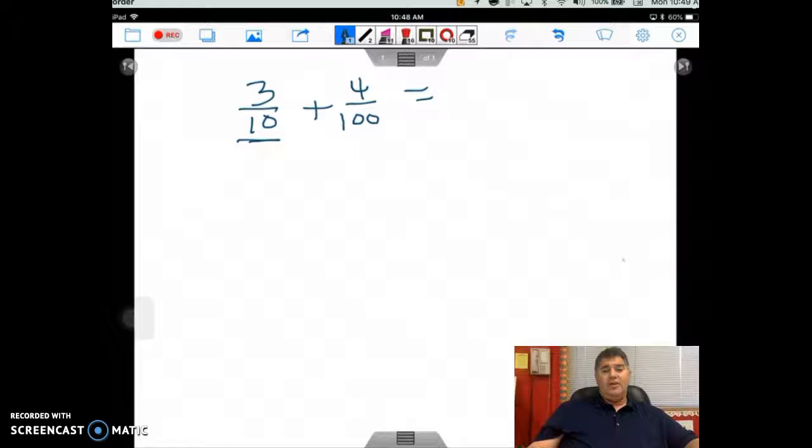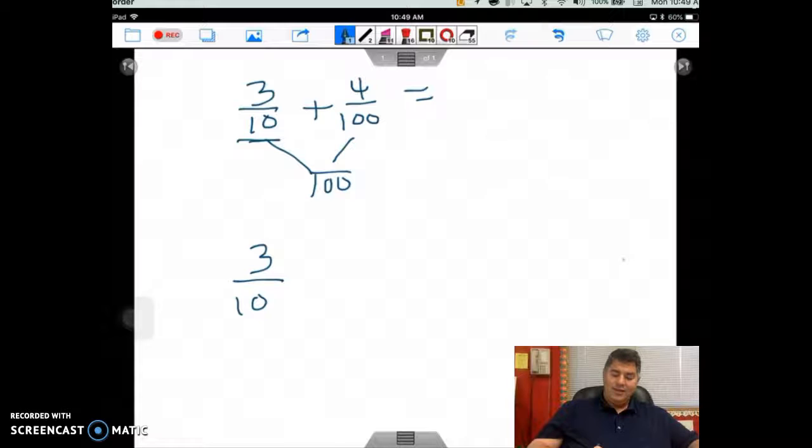Okay, so there's even a third way that you could do this, and that is to make both denominators the same. We're going to make both of them over 100. And the way we do that is, to make 10 into 100, you multiply by 10. So 3 over 10 times 10 over 10. That'll make it 100. And if you remember, that's what we called the Angeline effect in our classroom.